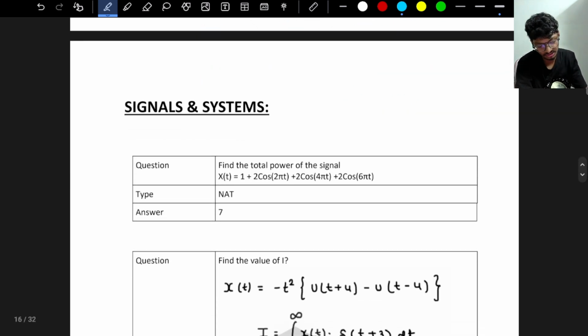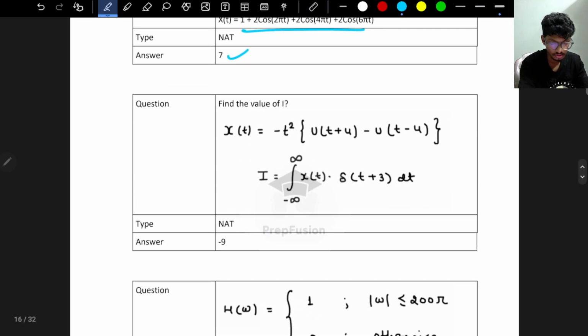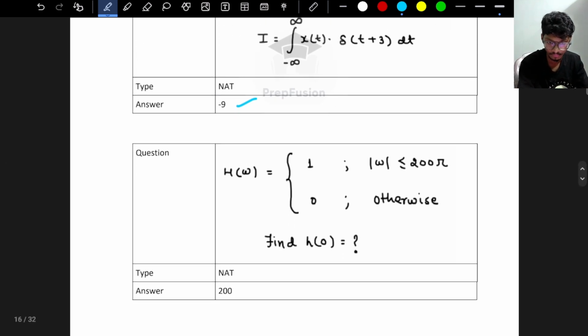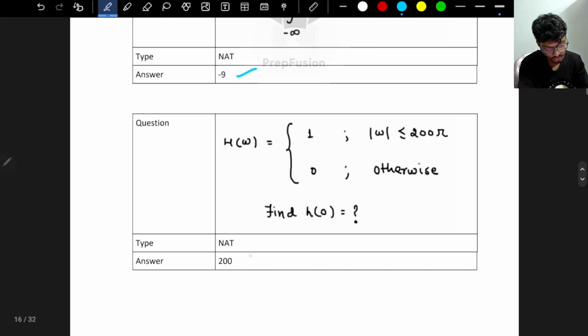Now this, again, is a simple power question, you have to find the power. This is the basis of signals, 7 will be the answer for this question. And this also is a simple integration, x of t and delta of t are given, all the definitions you know, simple integration, and the answer will come out to be -9. Okay, in this one, h of 0 you have to find, and h of omega is given. Again, I think there is some property of the Fourier transform, so you can solve this using that property, 200 will be the answer. Okay.